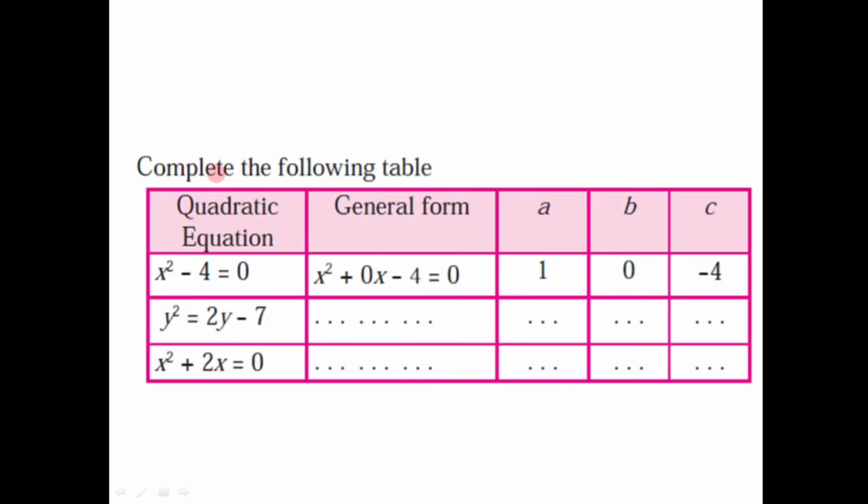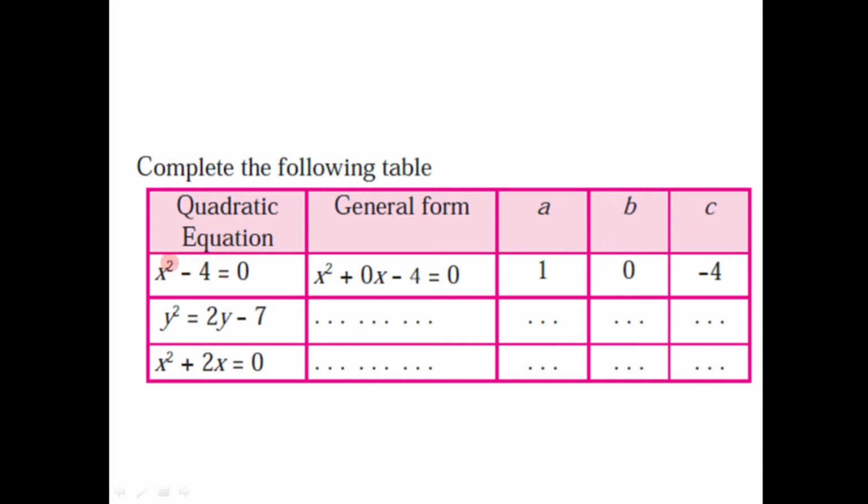Now let us have one activity. We have to complete the following table. So here the equation is given, we have to write that equation in the standard form, that is the general form, and from that we have to find the values of a, b and c.